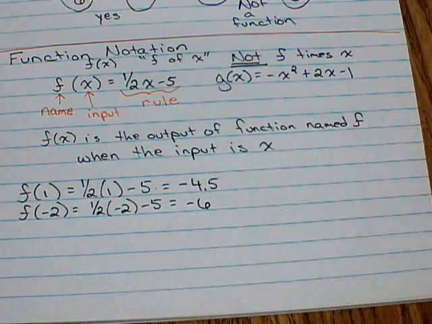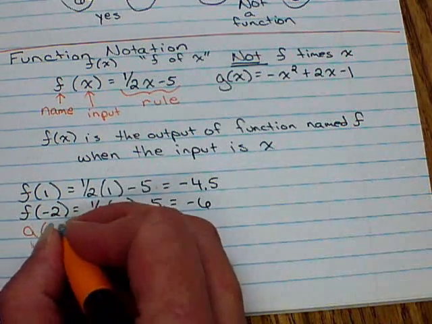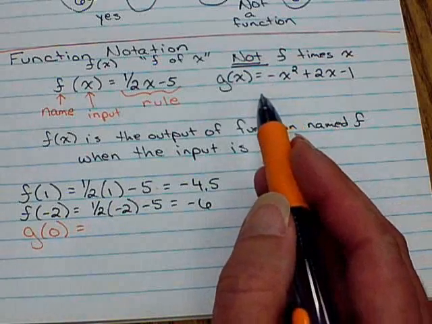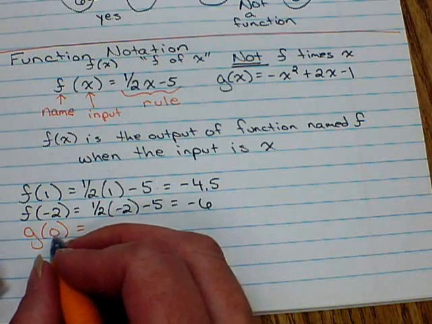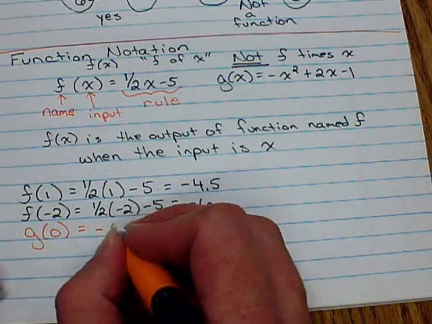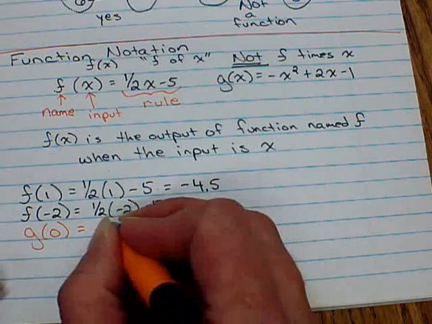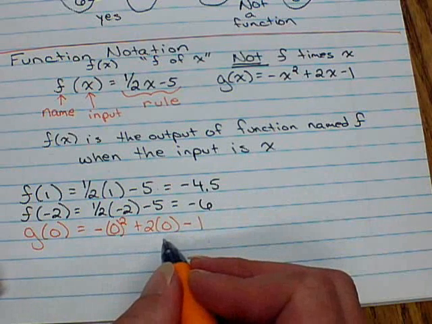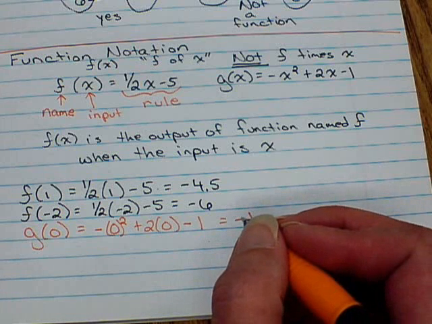Now we can also find values on g. G of 0. That literally means to take this function named g and figure out what the output is when the input is 0. So all we have to do is plug it in. It's nice when you're plugging in 0 because you're just going to get that constant back. How wonderful.